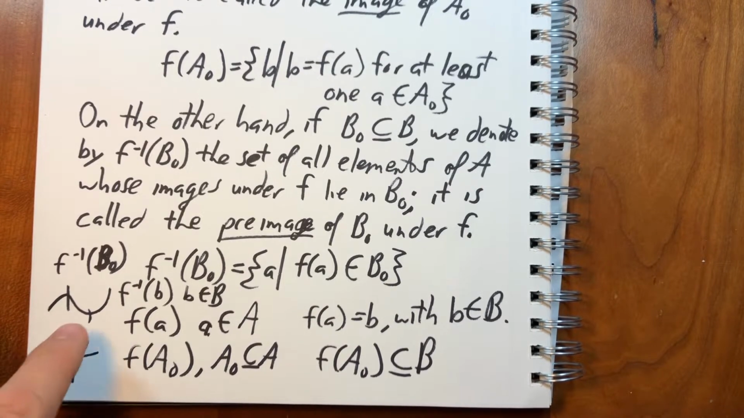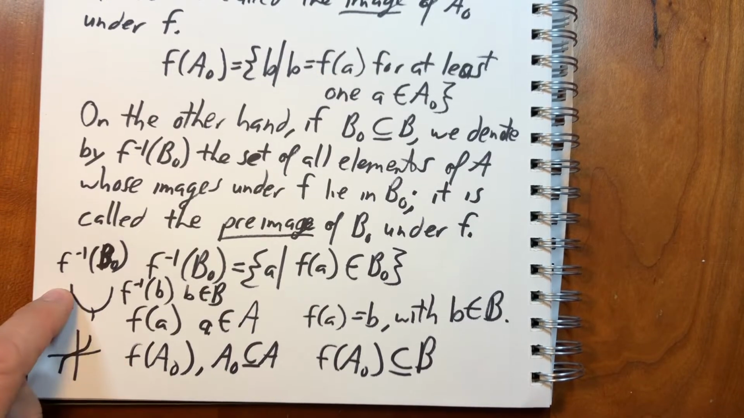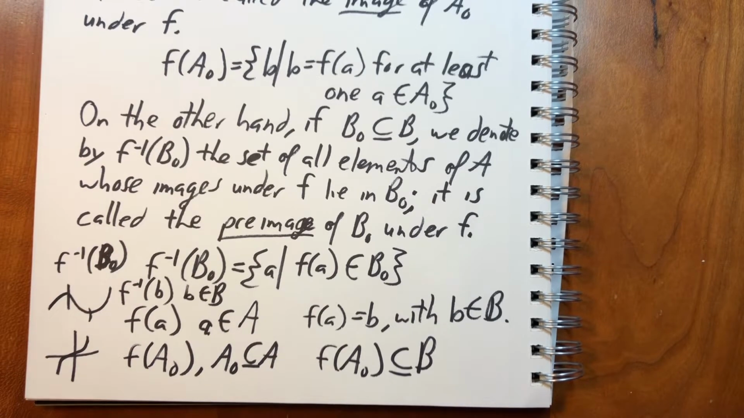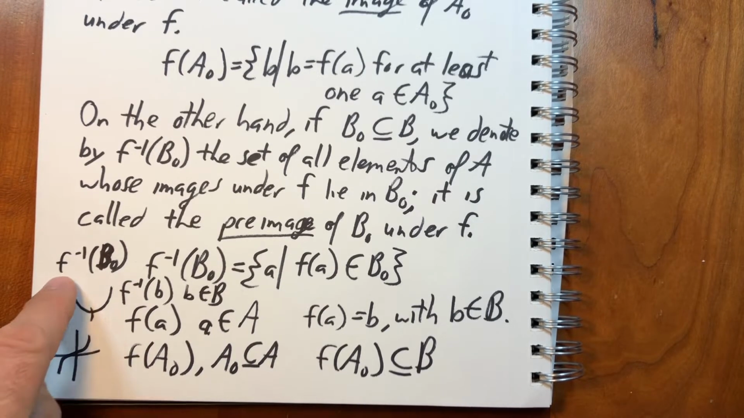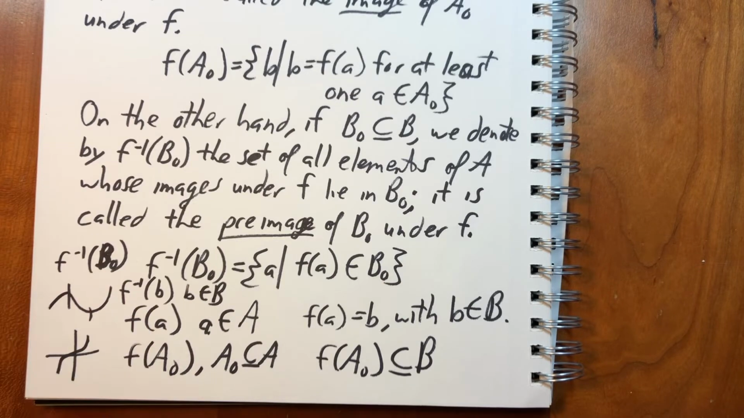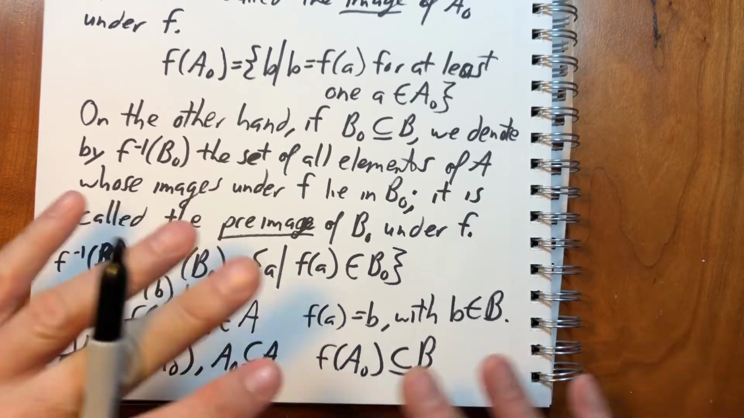But if the inverse function f minus 1 exists, meaning that f is bijective, then f to the minus 1 of b sub 0 actually has two meanings. So this is where it can get very convoluted.